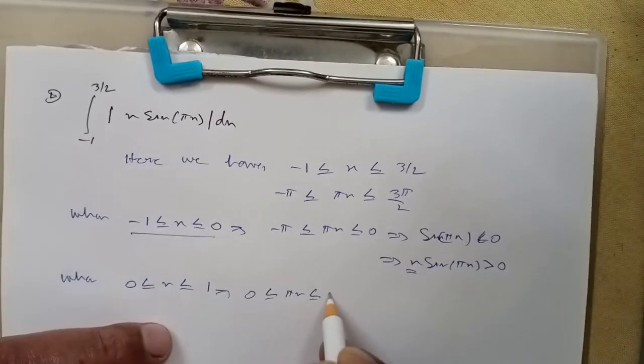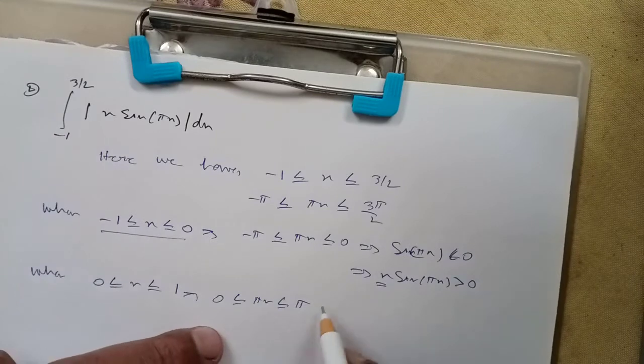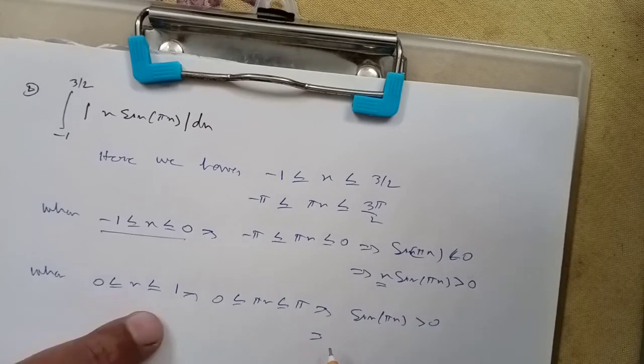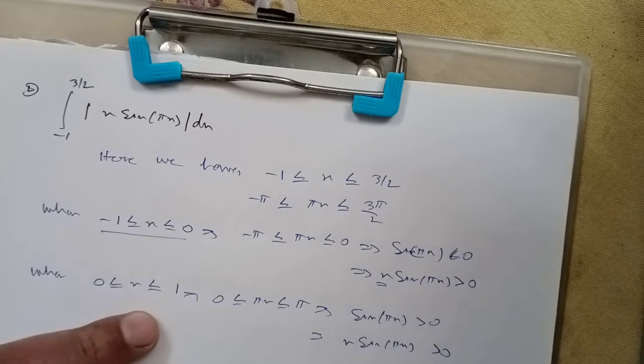At x = 1, pi x is equal to pi. Here sin pi x is greater than 0. Here x is also positive, so x sin of pi x is greater than 0.